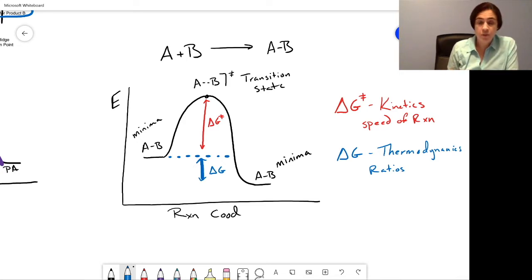Or the ratios of products and reactants. So one will tell us how fast we're going to make the products. The other will tell us how much of the product to expect once equilibrium is hit.